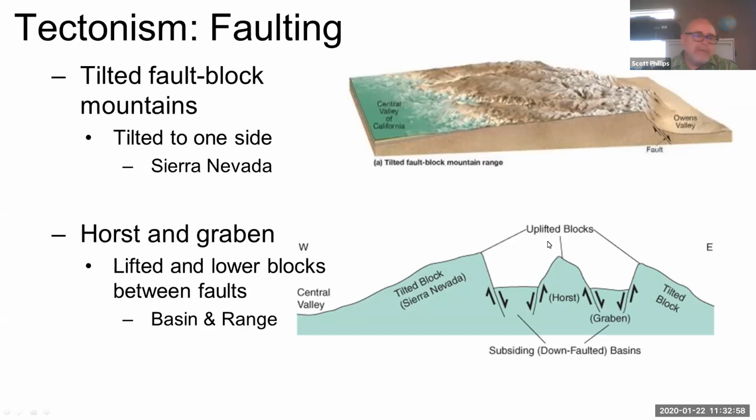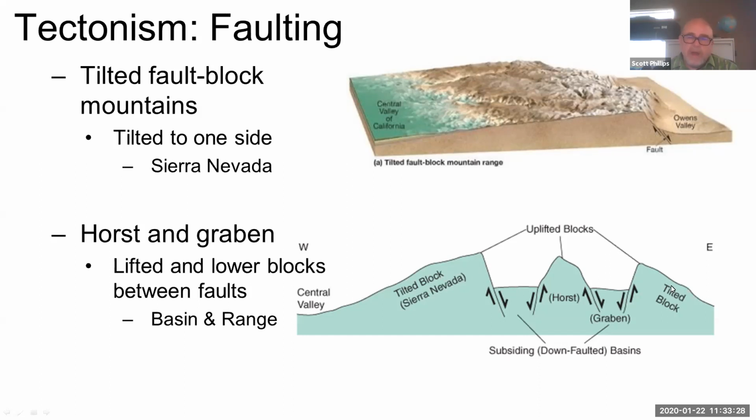So some of the result of this is that you can have a tilted fault block. So here, this is a fault, and this whole slab of the Sierra Nevada has been tilted upward. So here's a side view of it. And as it tilted upward, that exposed a lot of the granite underneath the ground because the stuff on top of it eroded away and exposed the batholith underneath.